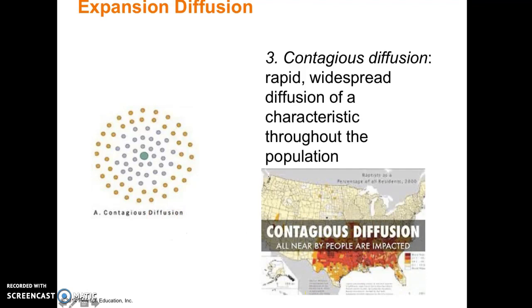Contagious diffusion, just again, and here it is in a map. Everybody nearby is impacted. So it can be a disease or it can be the spread of a new idea.